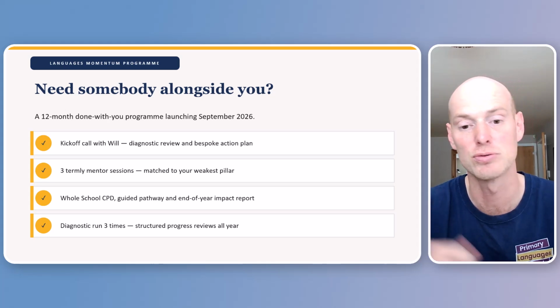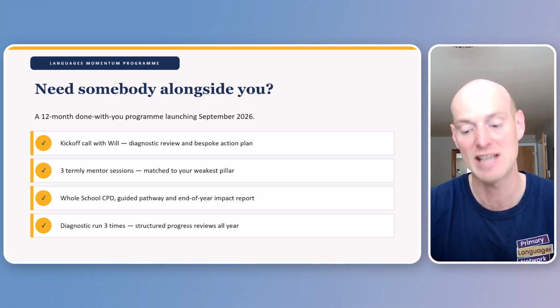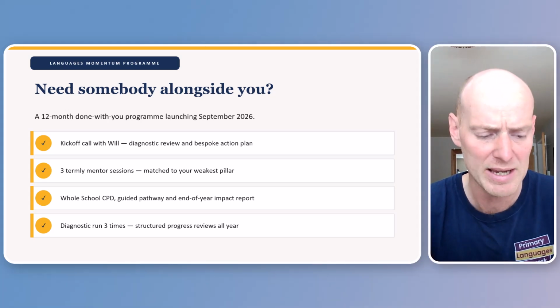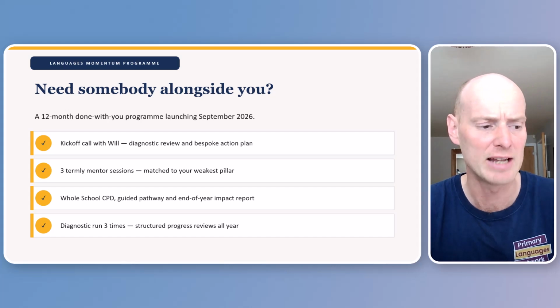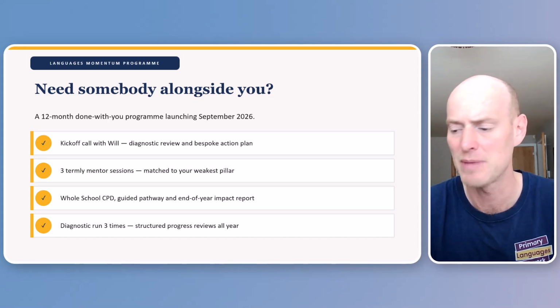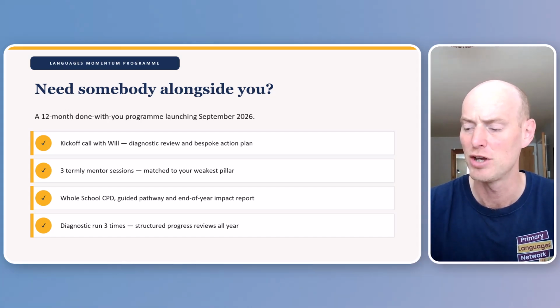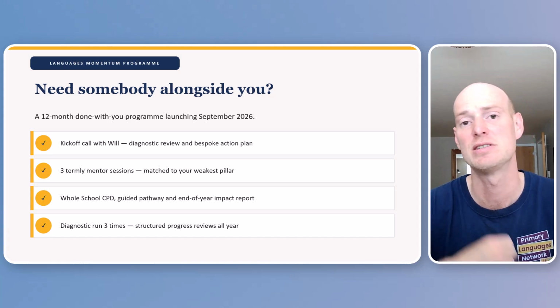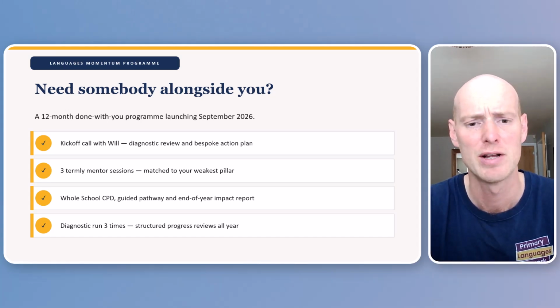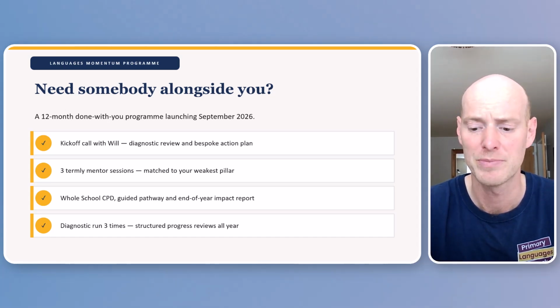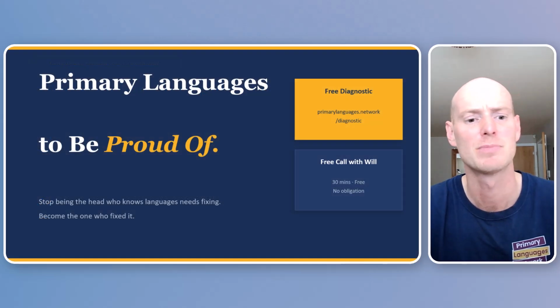the right whole school CPD, and we essentially take you from being fragile, insecure, frustrated, downbeat about your primary languages. So in 3 terms, you'll be in that pillar number 5, which is that languages culture you'll be proud of. And we do that with every school. That's our aim in 3 terms.